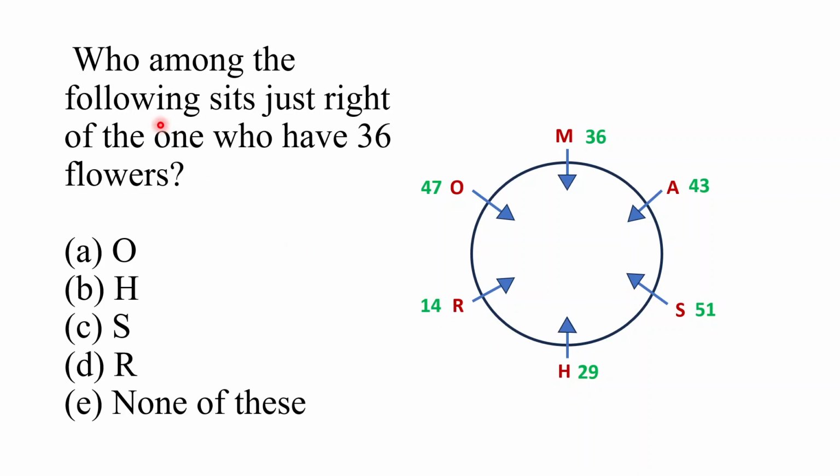This is the next question, students. Who among the following sits just right of the one who has 36 flowers? M is having 36 flowers, and just right of M is O, the one who is having 47 flowers. So the answer should be option number A, that is O. Let's check the answer. See, we got the correct answer again.